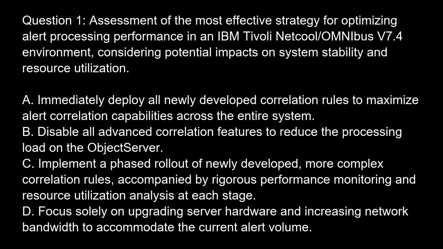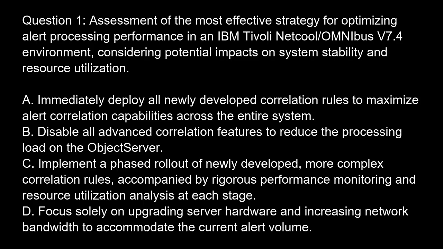Question 1. Assessment of the most effective strategy for optimizing alert processing performance in an IBM Tivoli Netcool/OMNIbus V7 environment, considering potential impacts on system stability and resource utilization. Option A. Immediately deploy all newly developed correlation rules to maximize alert correlation capabilities across the entire system.